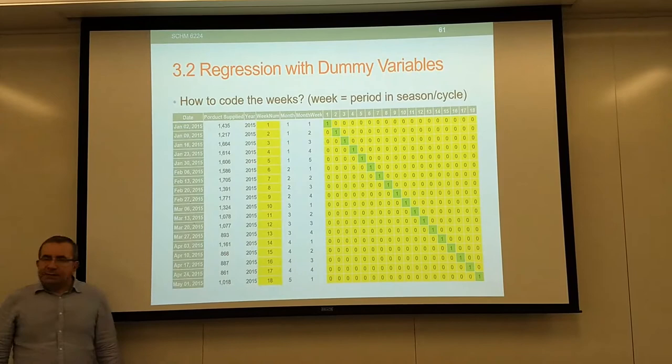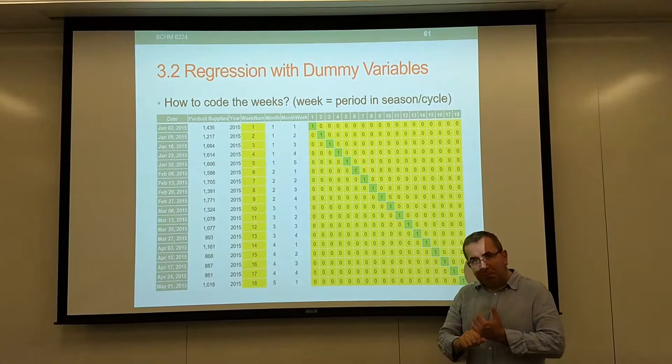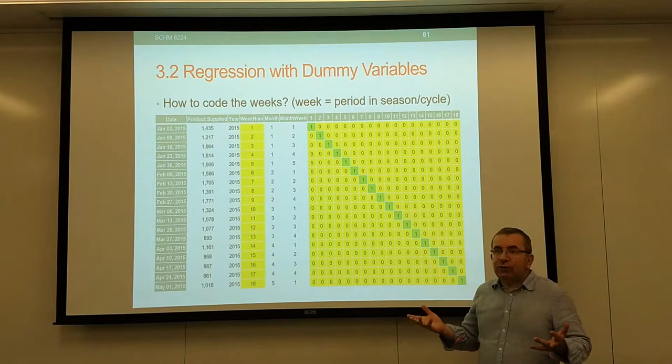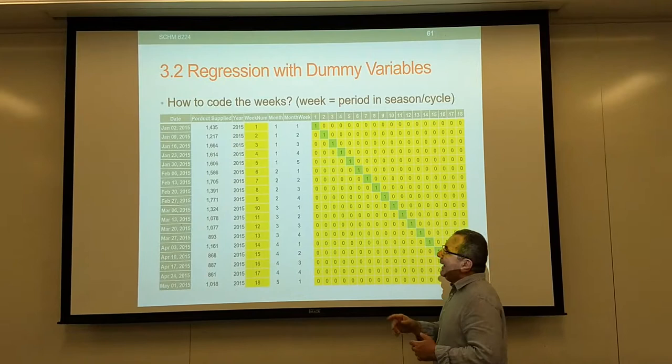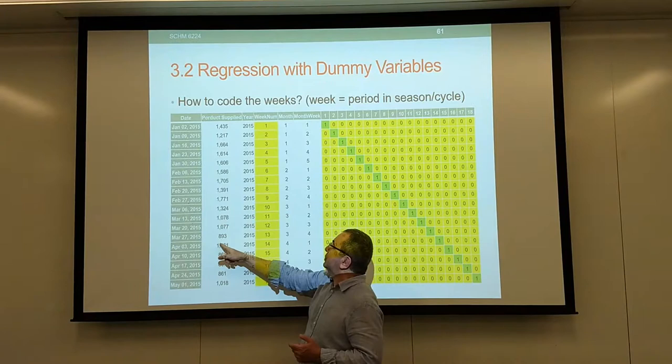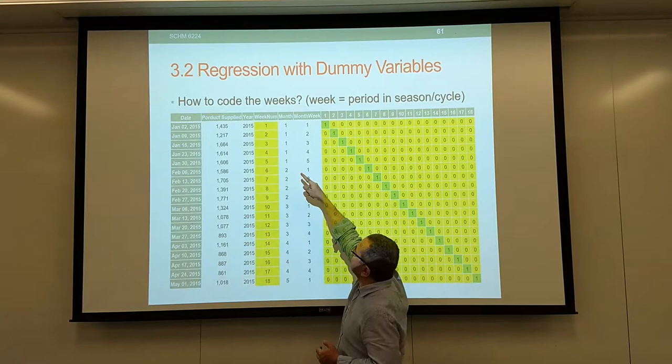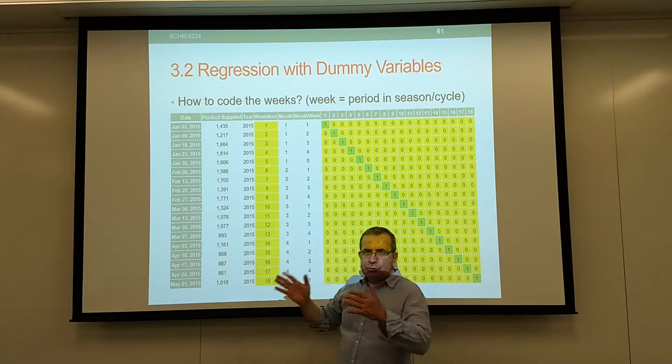We have seen how to use dummy variables for months and for years. What can you do if you have weekly data? Can you use dummy variables for weekly data? The answer is definitely yes. So let's suppose you have weekly data here, you have these demand figures here, year 2015, etc. It continues like this. Week number goes from 1 through 52.